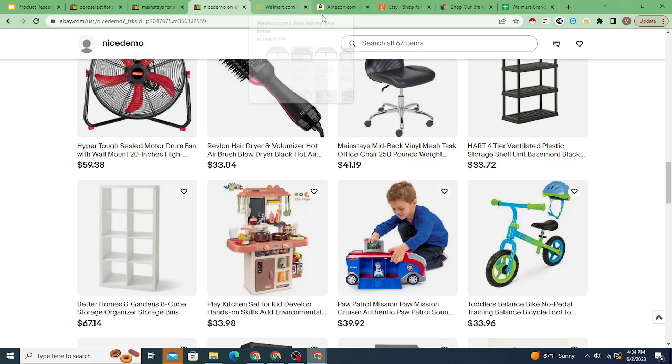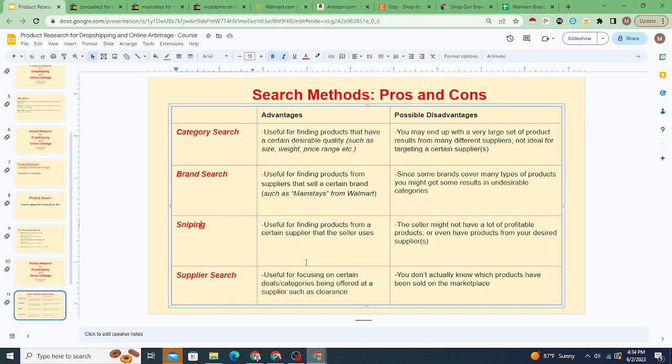And some of them might actually be profitable. But again, I'm really going to focus a little on this disadvantage, which is that I really don't know what this seller's margins are.